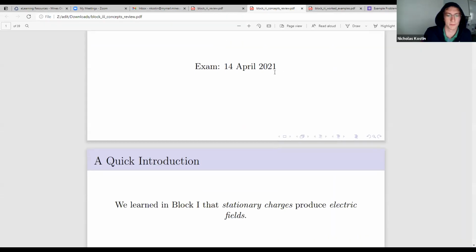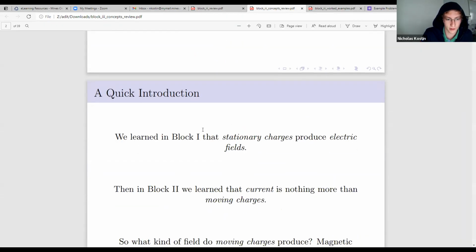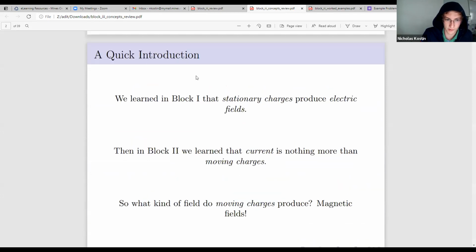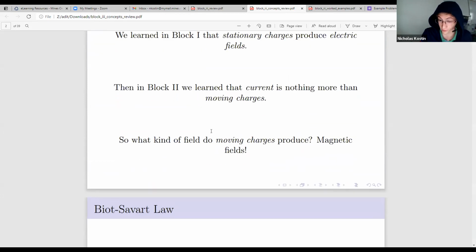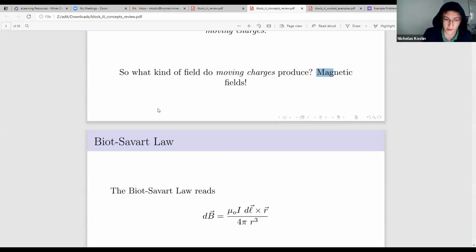This one. Okay. Yeah, so block 3, it's all about magnetism. So in block 1, we learned that stationary charges produce electric fields. And in block 2, we sort of learned what moving charges are. That's just current. And in block 3, we introduce a whole new different type of field. We learned that a moving charge produces a magnetic field, whereas a stationary charge produces an electric field. So it's a whole new realm. But that being said, there's a lot of similarities.